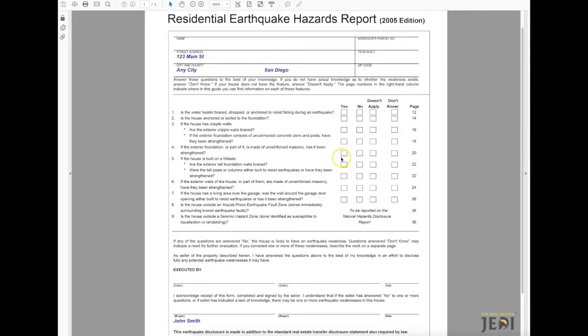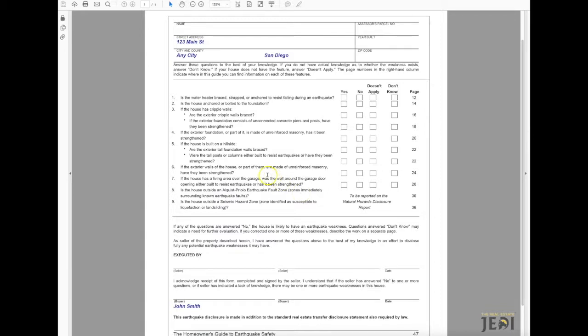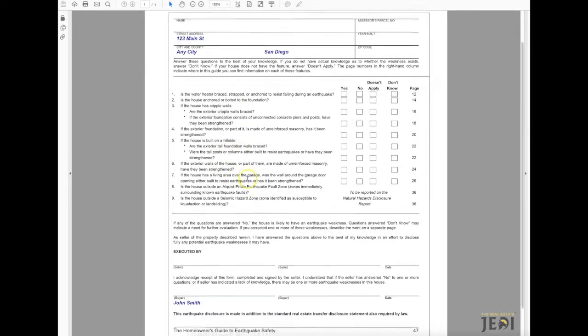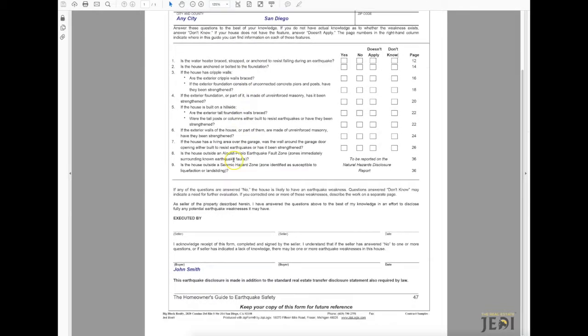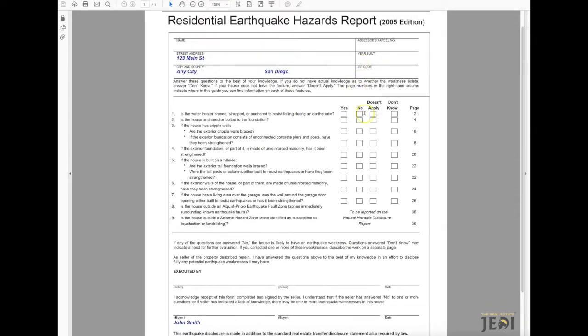And there also is the homeowner's guide to earthquake safety that you can also take a look at, that we can provide you, which will also give you a bit more information on the definitions of some of these terms, such as cripple walls, etc. So if there's any questions about this, let us know. Otherwise, complete this to the best of your knowledge.